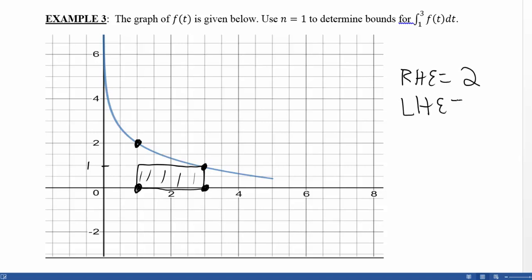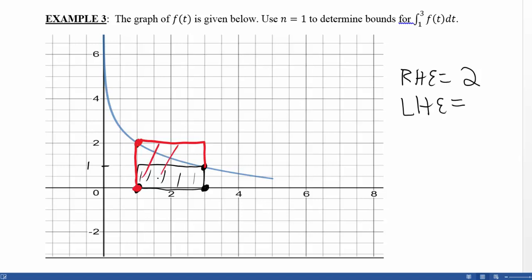Now my left hand estimate, I'm going to do the same thing, only now I'm going to use the left point of the 2, which was at 1, between 1 and 3. And I'm going to use that to go up and hit my function.